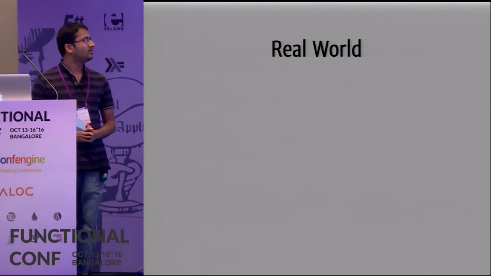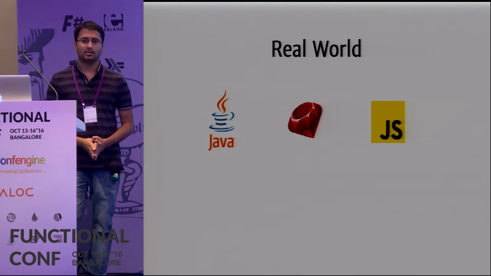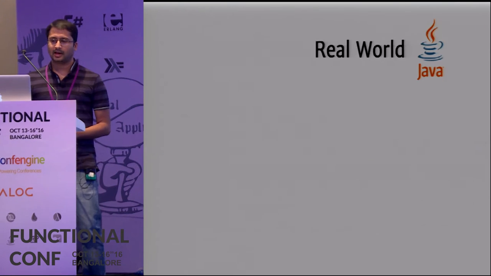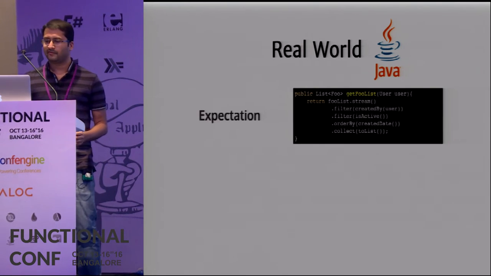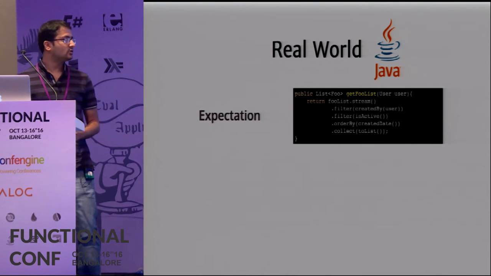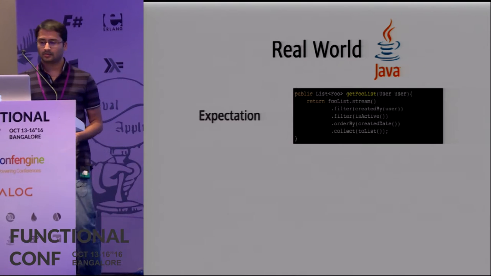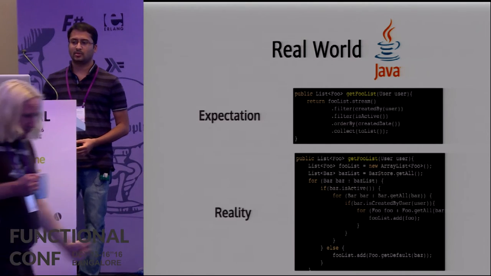So before we get started, let me explain what I mean by real world here. In the real world, most of us are working in imperative languages like Java or Ruby or JavaScript. And this is what real world Java looks like. When Java gets lambdas, you expect to see code with fluent APIs that looks like this. But in reality, you're actually looking at code with nested loops and conditions thrown in random places, making it very hard to reason about the code.